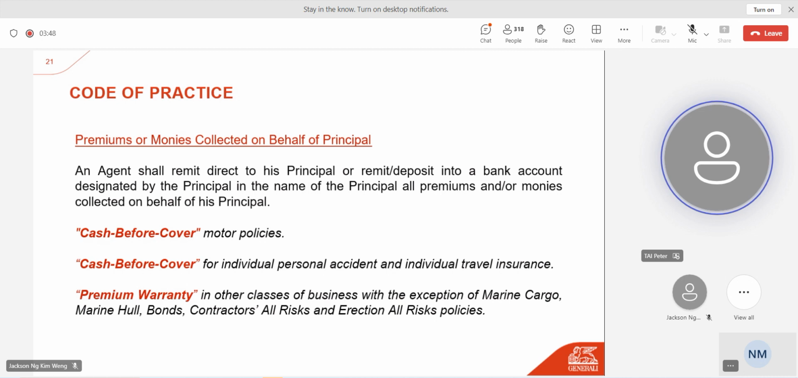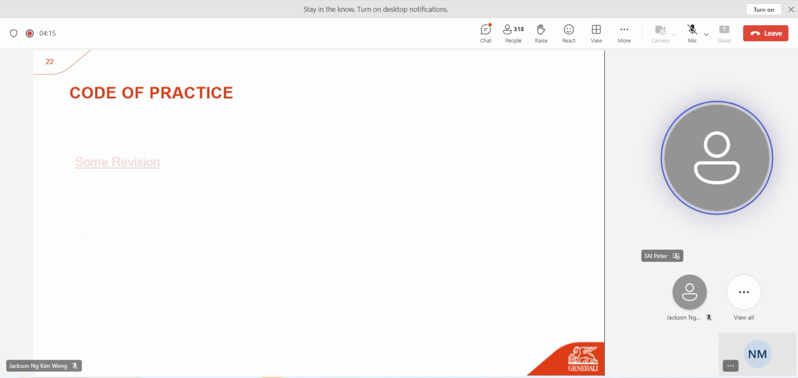And premium warranty, you must also do it immediately. Okay, don't keep that money. Like what Lee Kuan said just now, this money belongs to the insurance company, and you are just collecting on our behalf. The moment you collect, please remit to us. Okay, so this is also a code of practice. And just now the cash before cover thing, later I'm going to share with you how serious it is if you were to breach. Next slide.